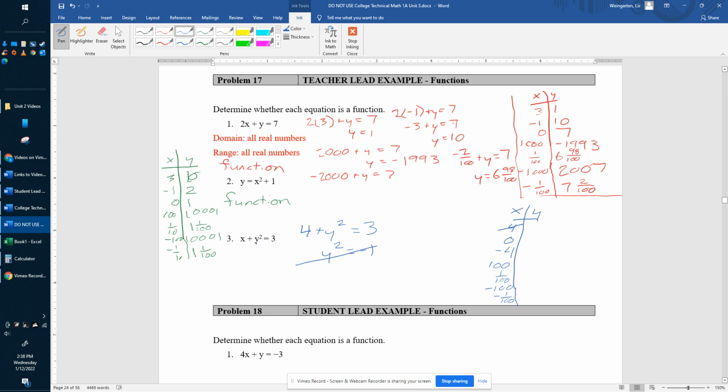Let's try 0. So then we have y squared equals 3. Take the square root of both sides. Y equals... Now here's a problem. When we take the square root of both sides, it can be positive or negative square root of 3. So that's an issue. That is a big problem. So make sure that when you're taking the square root of both sides, you're doing your positive and negative. Don't forget your negative. This is telling us this is not a function.